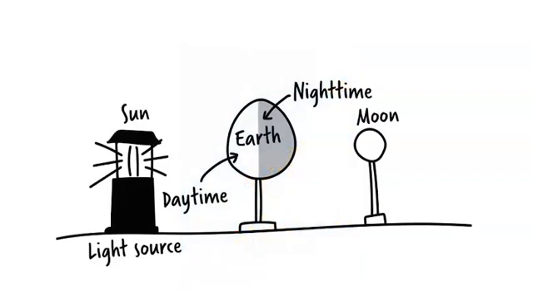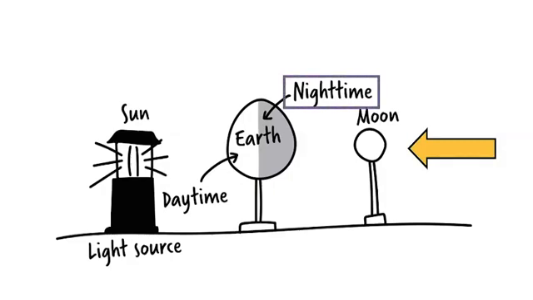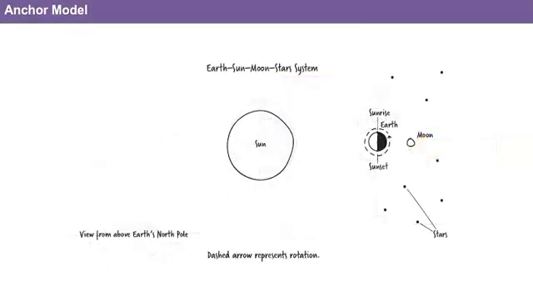Last time we developed a model showing the location of the moon. Based on our observations of the moon at night, we placed the moon on the side of the earth that is facing away from the sun to show that the moon appears in the sky during the nighttime. Our anchor model also shows the moon appearing in the sky at night.